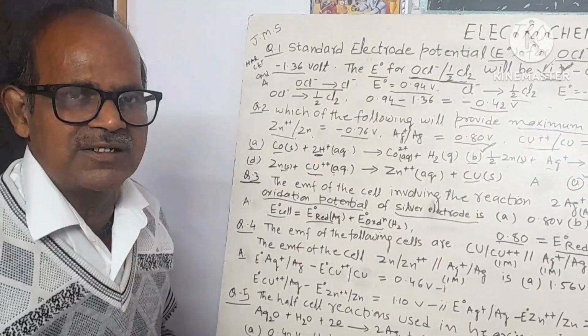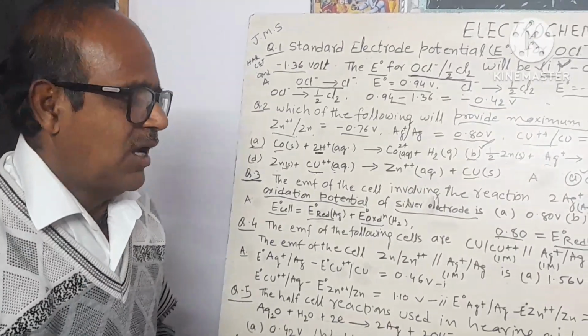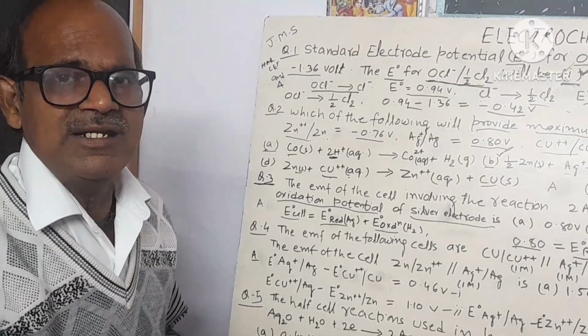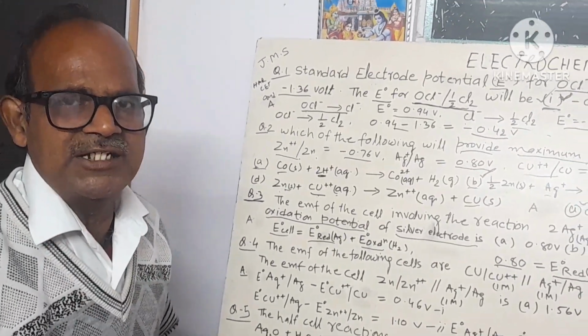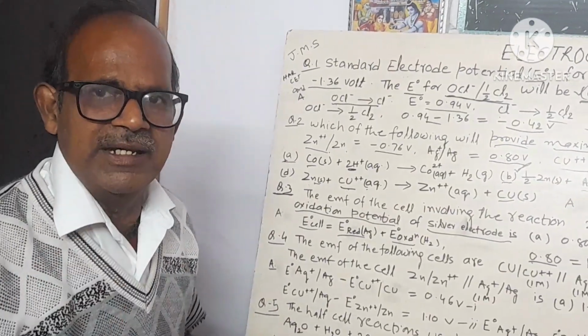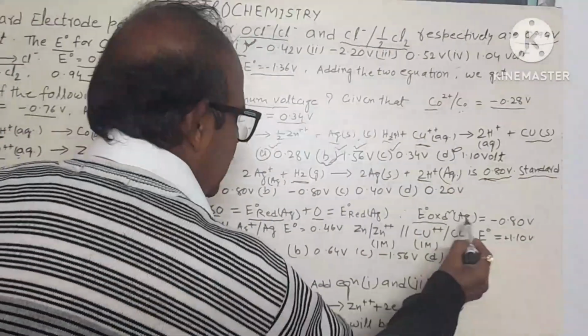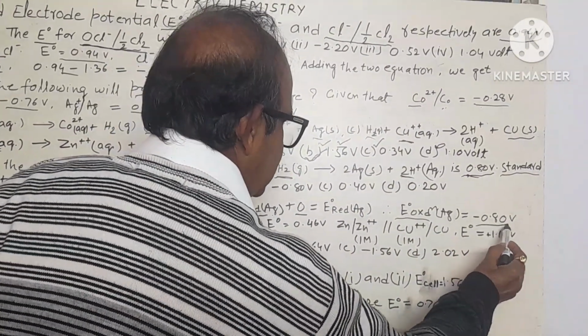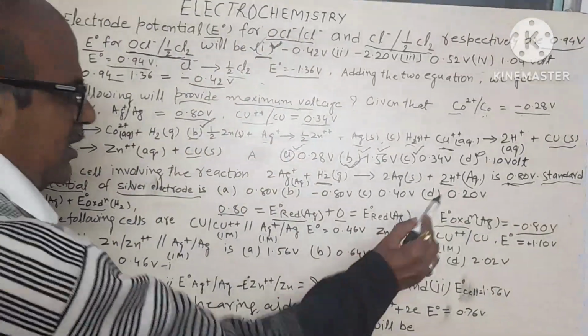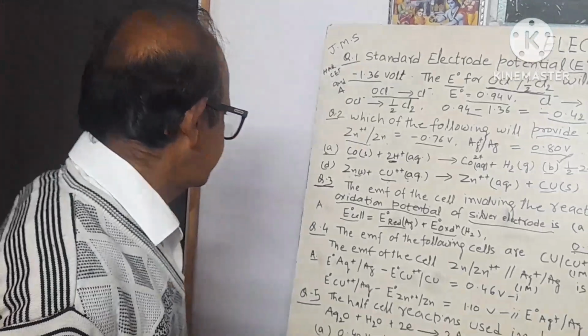You can convert reduction potential to oxidation potential easily, only by changing the sign. If negative is there, then it will be positive. If positive is there, it will be negative. Now it was positive, so now it became negative. The oxidation potential of silver is minus 0.80 volt.